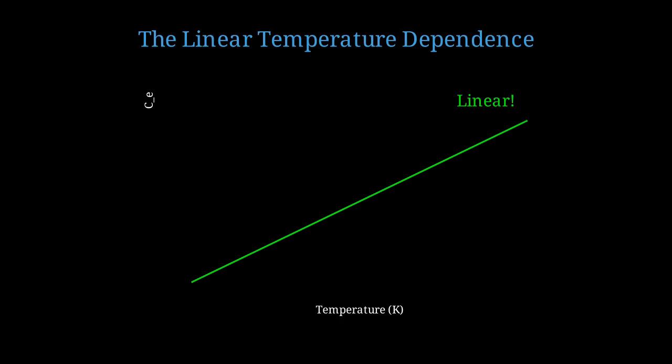Notice the beautiful linear relationship. This is a direct consequence of Fermi-Dirac statistics. How do we verify this experimentally? The challenge is that the lattice vibrations, called phonons, also contribute to heat capacity. The total heat capacity has two contributions.